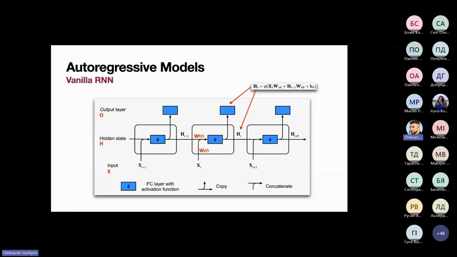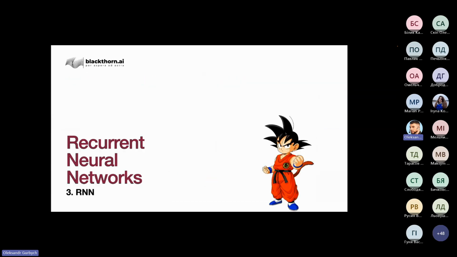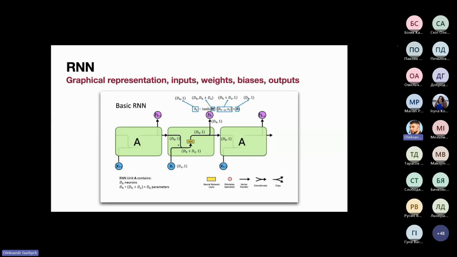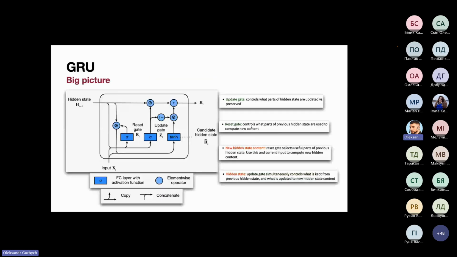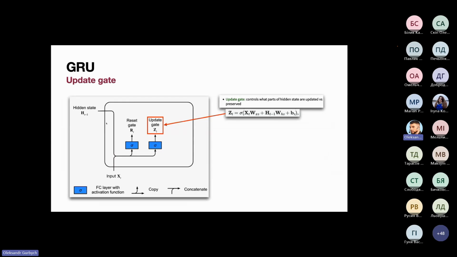Here, remember, we calculated hidden states by simply concatenating inputs and previous hidden state. So this is your old hidden state and the new hidden state. Now, in more detail, how your update gate acts. Update gate controls which parts of hidden state are updated and which are preserved.